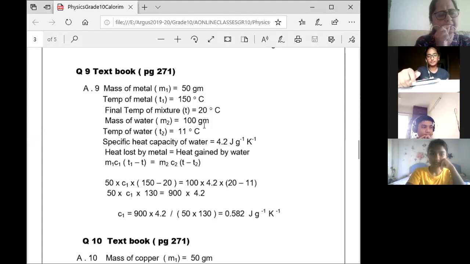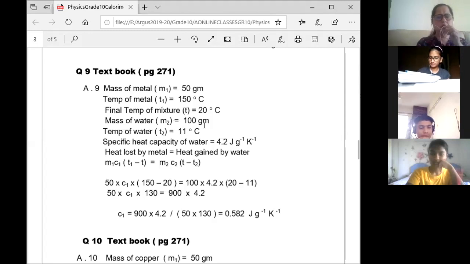Now the final temperature of the mixture. After that piece of copper is put in the mixture, the metal is going to lose heat and water is going to gain heat. So after some time, the entire mixture is at 11 degrees Celsius. You have to calculate the specific heat capacity of the metal. That is not given, so you have to calculate it. The specific heat capacity of water is already given, 4.2 joules per gram per Kelvin.